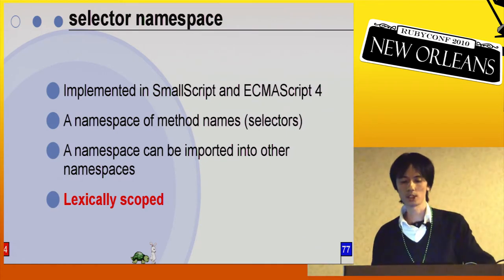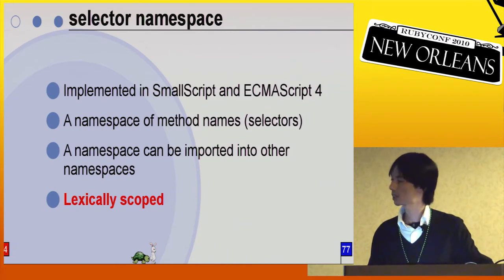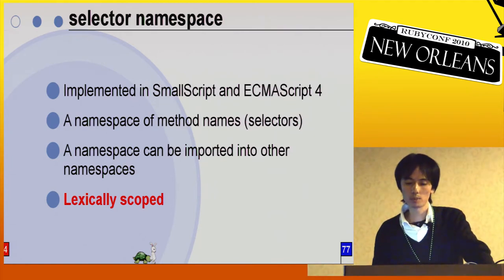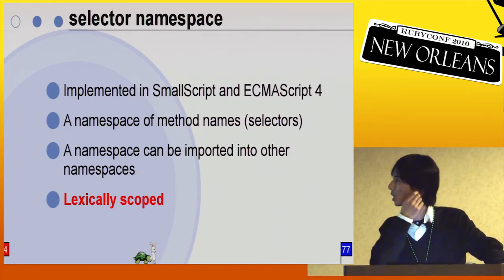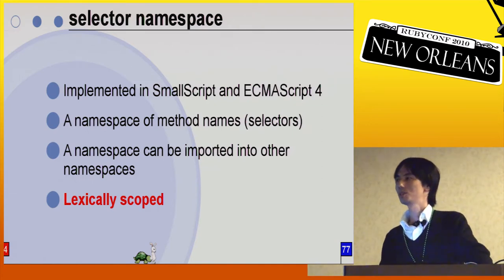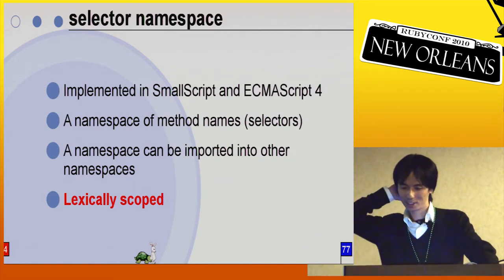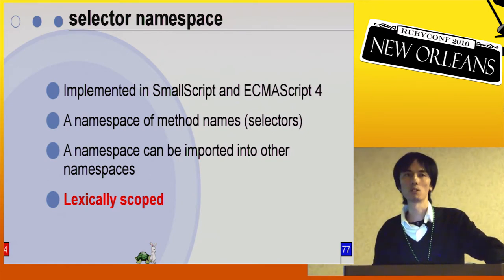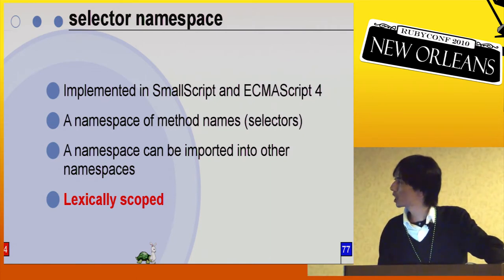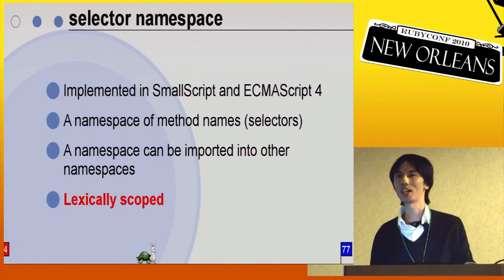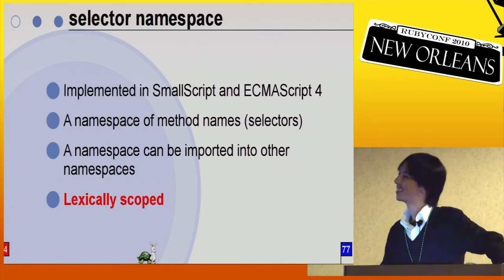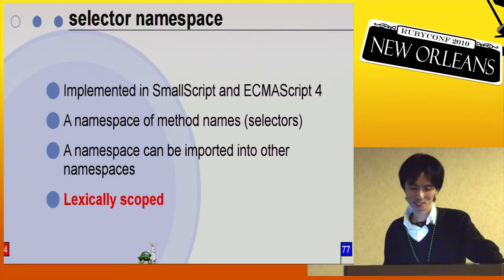Selector namespace is a feature implemented in SmallScript and ECMAScript 4. SmallScript is an implementation of Smalltalk on the .NET framework. ECMAScript is well known as JavaScript, but ECMAScript 4 is an abandoned version. The previous version was version 3, and now it's version 5. ECMAScript 4 was very large, and it failed.